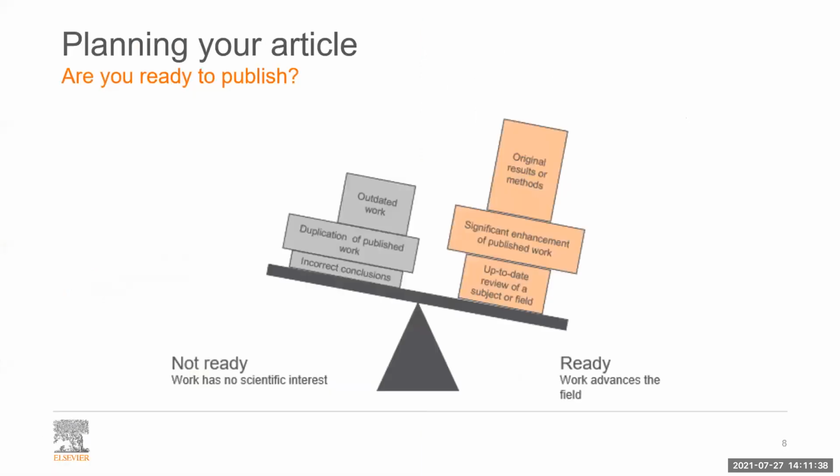So next we're going to look at how to plan your article. Before you submit anything, you want to think about, are you ready to publish? That seems pretty basic, but it's worthwhile to go through a brief mental exercise before putting your article together. You should not consider publishing yet if your work is outdated. Usually we would say you want the work to have been completed within the last 5 years or so. Or if your work would be duplicating previously published work, or if your conclusions are incorrect or not acceptable.